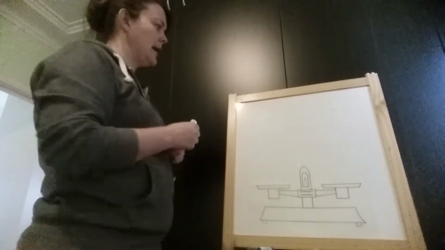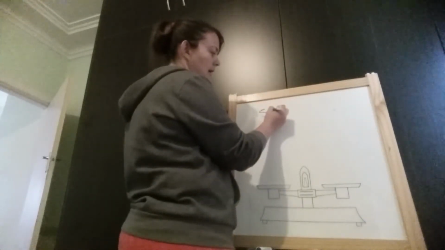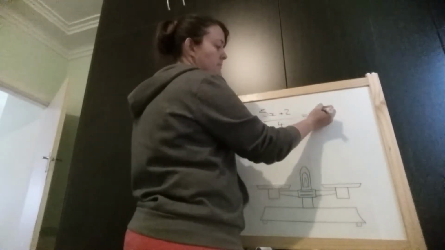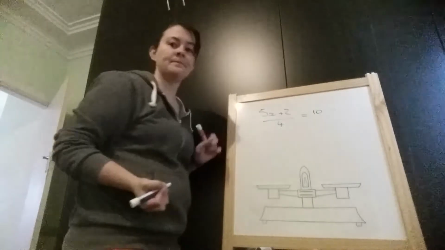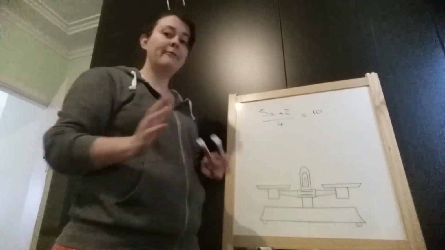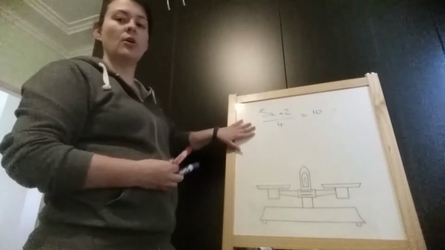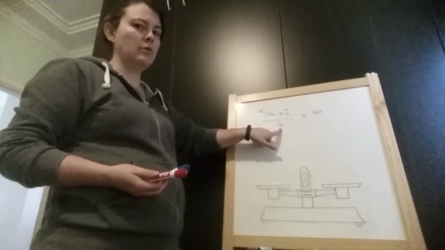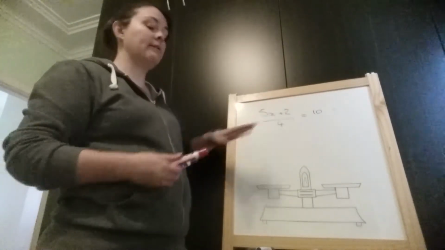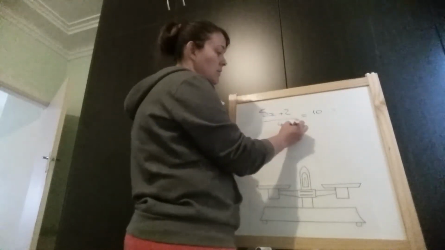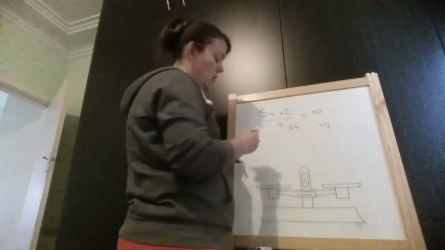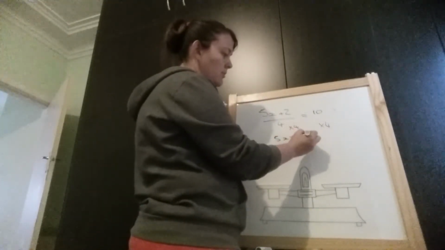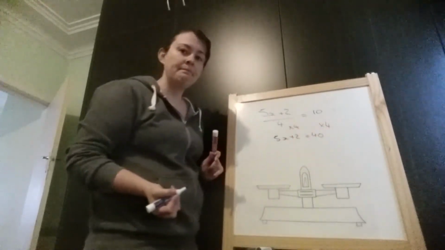So if we had something like 5x plus 2 divided by 4 equals 10. In this equation, the first thing we have to do is look at it and go, well, what needs to happen first? I can't minus the 2 because it's divided by 4. So maybe I need to multiply everything by 4. So if we multiply by 4 on both sides, what we end up with is 5x plus 2 equals 40.